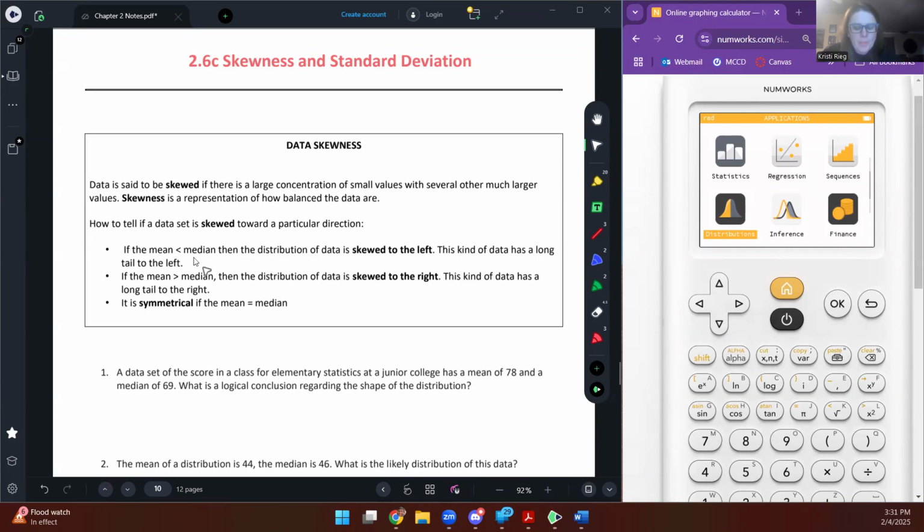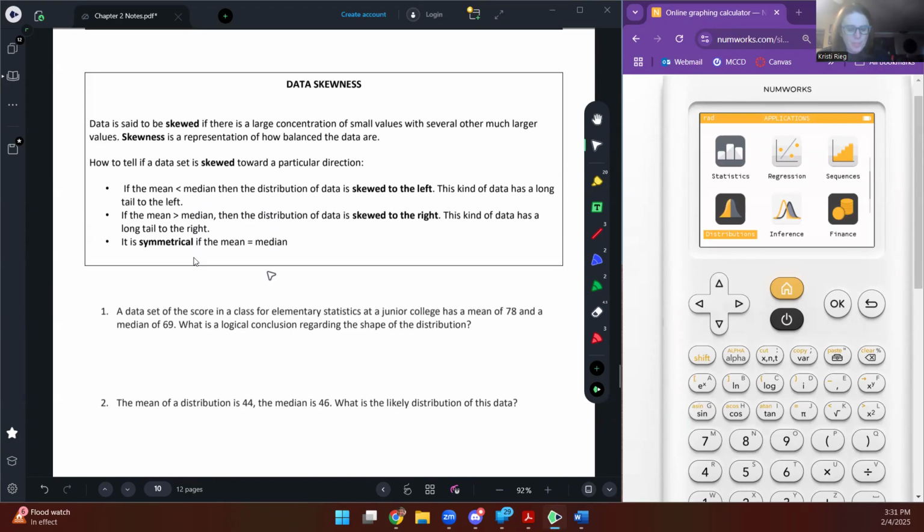Anyways, skewness is just talking about if it's lopsided or not. It says data is said to be skewed if there's a large concentration of small values with several other larger values. So in other words, it's a histogram, and some of the towers are short and some are big, and it gets skewed. You can tell if it's skewed based off of where the mean is located. This is the formula they use.